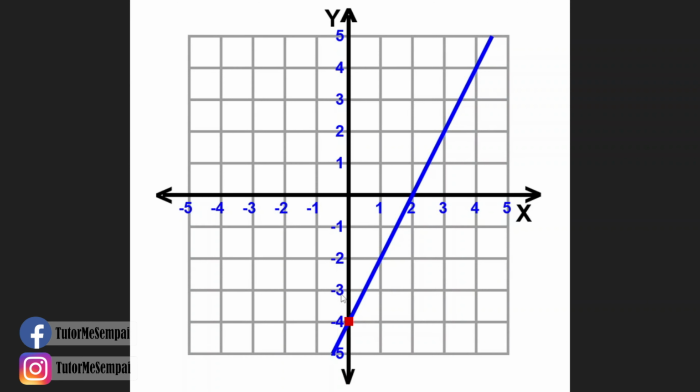Cool. First part done. Now we need to figure out what our slope is. Now, I have a suggestion whenever you're trying to find this slope. We want to remember that our slope is rise over run. Whenever you're trying to find your slope, rise over run.